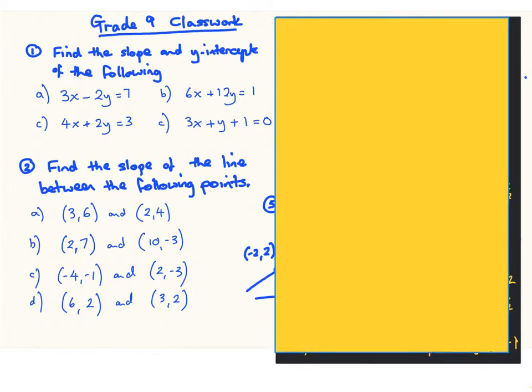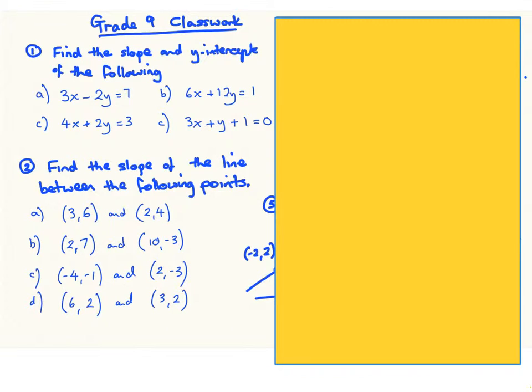Get a new board up. We're going yellow this time, unfortunately. Sorry about that. Find the slope of the line between the points. So this is question 2 here. So we know that A, slope, or m, is y2 minus y1 over x2 minus x1. So x1, y1, x2, y2 becomes fairly straightforward now. So 4 minus 6 on top and 2 minus 3 on the bottom. So we get negative 2 over negative 1, which equals 2.